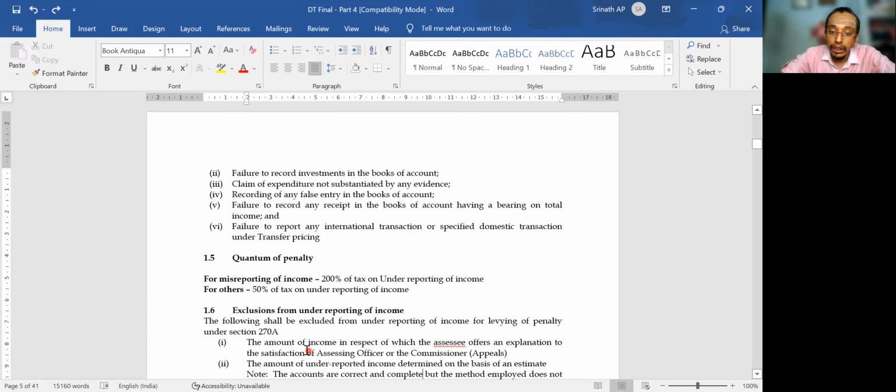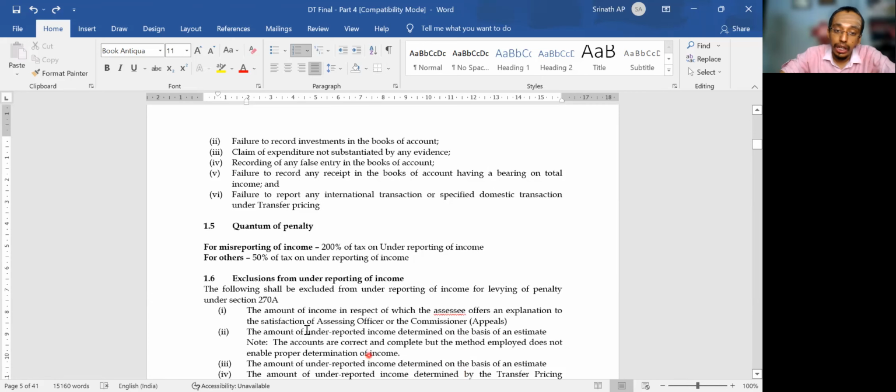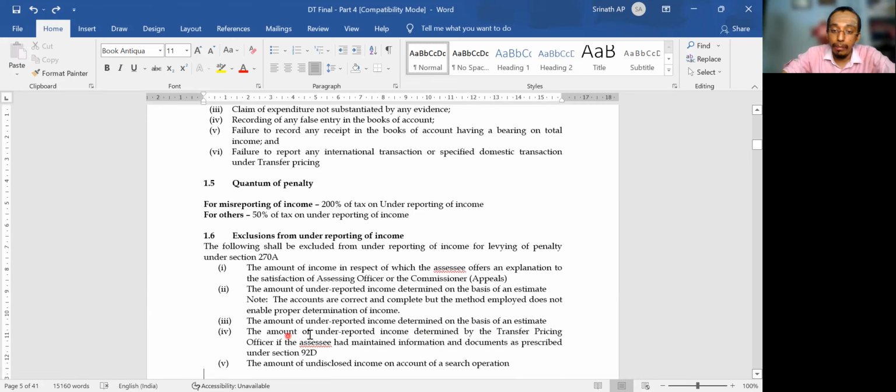Exclusions: the amount of income on which the assessee offers a proper explanation to the assessing officer. The amount of underreporting of income is based on an estimate. The amount of underreported income is determined by the transfer pricing officer, however proper books of accounts have been maintained as reported in 92D. The amount of undisclosed income on account of search operations. Separate penalty is applicable.